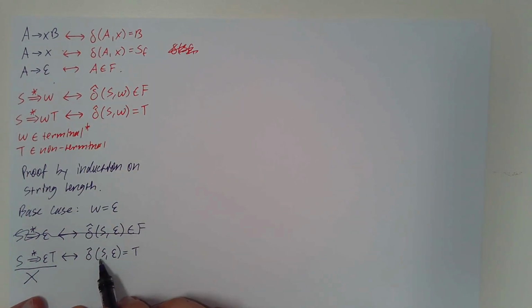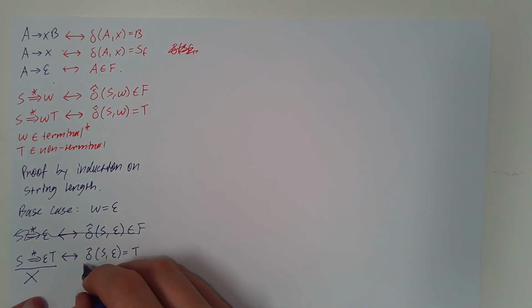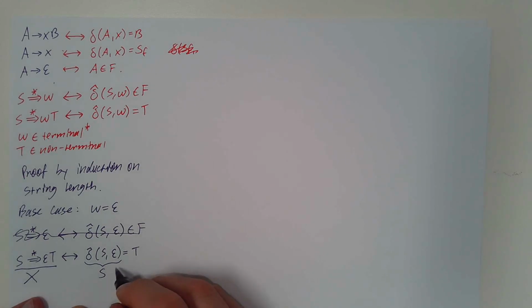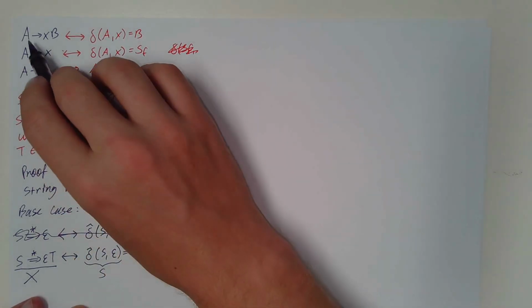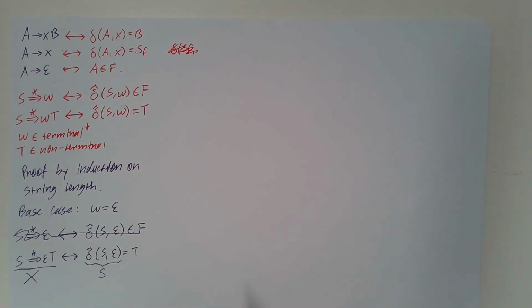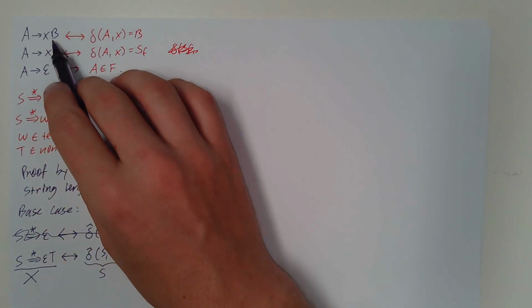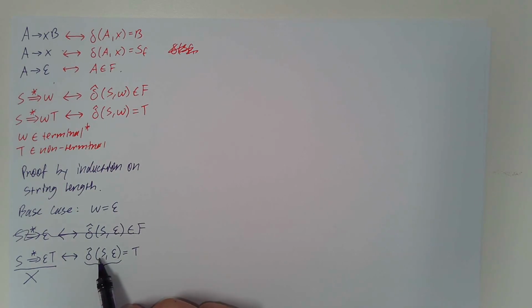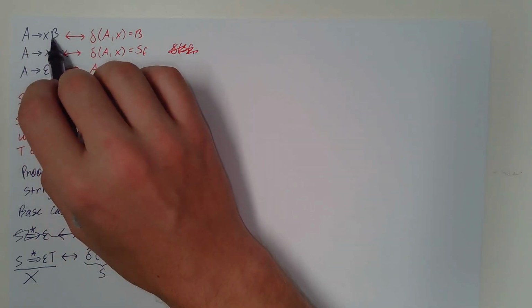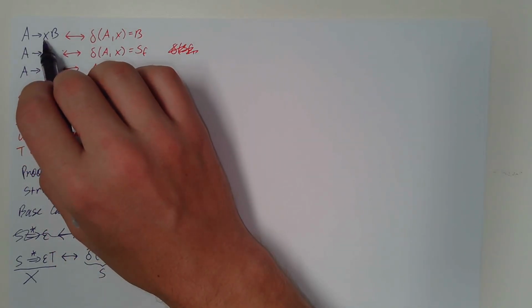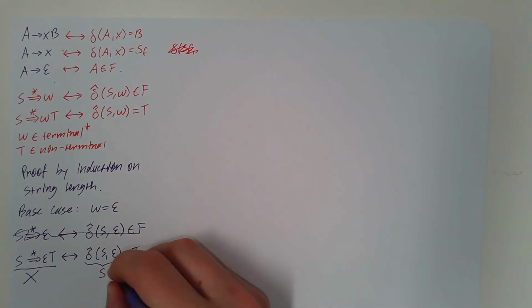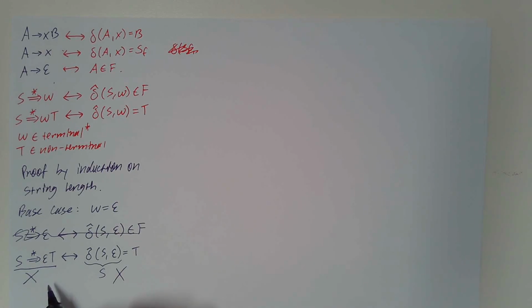And on this side, if you're in S and you read epsilon, you'll stay in the starting state S, which is not going to be T because each of these productions is going to be a different state. When we run this through our algorithm, the only way we get a transition from S to itself is if the production is of the form S goes to XS. So this is not going to happen either. For the base case, both sides are vacuously false, so the equivalence holds.